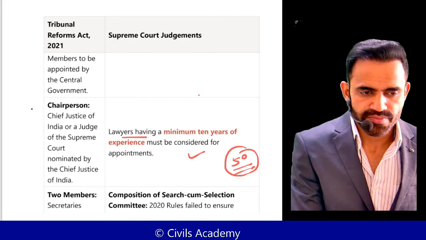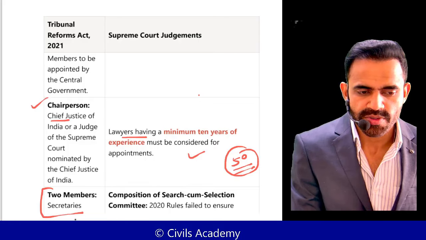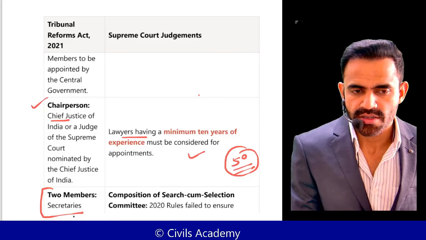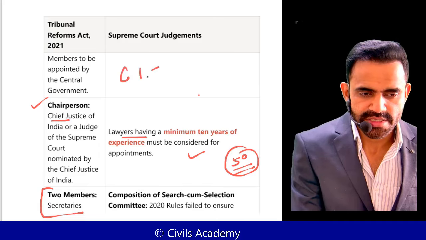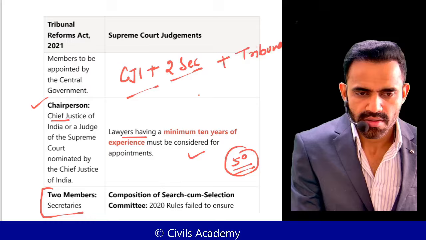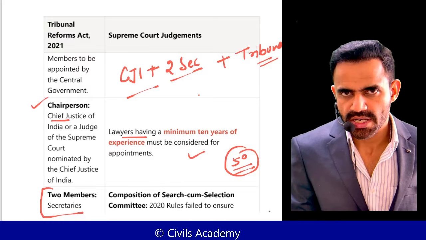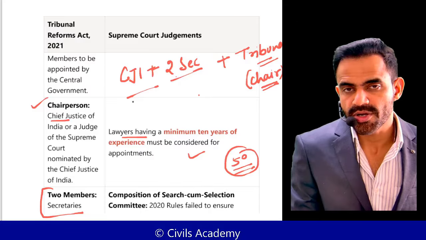So there will be a person who is going to be the CJI. Then there will be two members who are going to be secretaries. Secretary basically means government officials in a very simple sense. So one will be the CJI, plus two secretaries, and one member of the tribunal. For example, we are appointing a member for a tribunal. So the chairperson of that tribunal will be one member, two members will be government officials, and one will be the CJI.